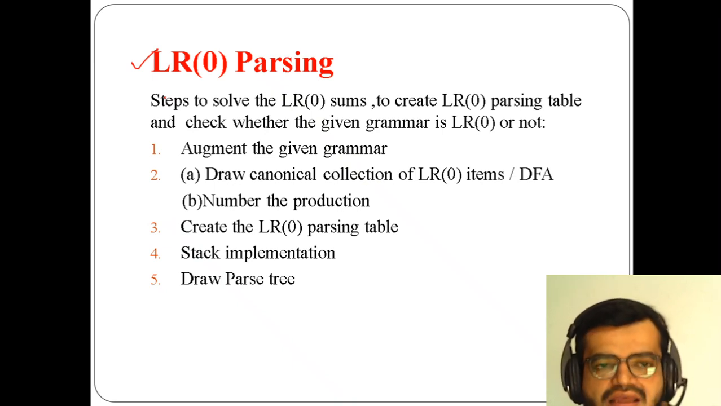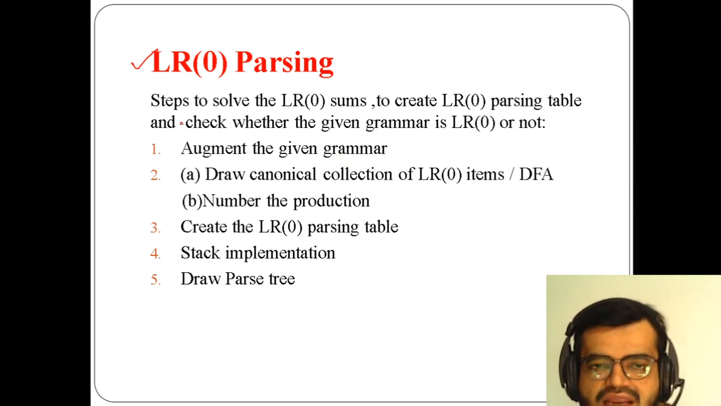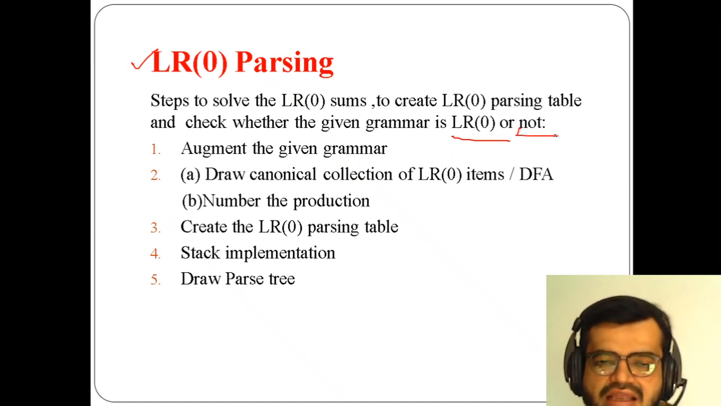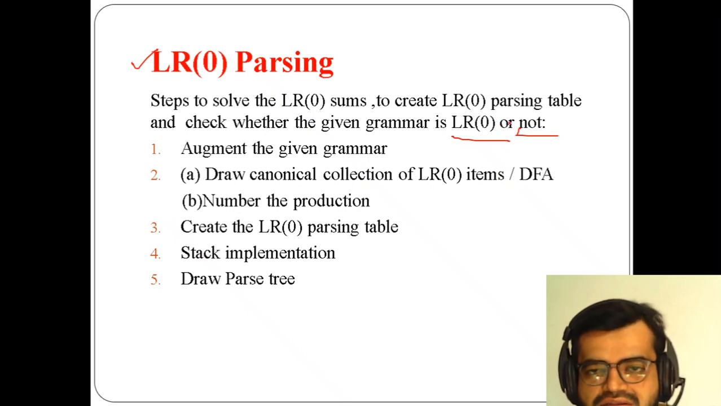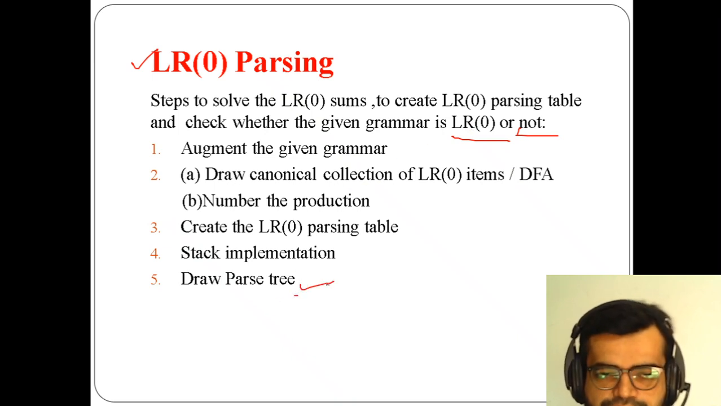Similarly here also, if they have given any grammar, we need to verify whether the given grammar is LR(0) or not. There are some conditions, I'll let you know what they are. Based on those conditions, you have to judge whether it is an LR(0) grammar or it is not an LR(0) grammar. And if it is an LR(0) grammar, then you can draw the parse tree. So there are 5 steps broadly in this.